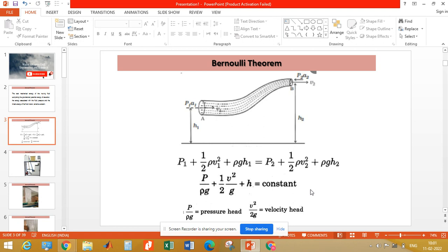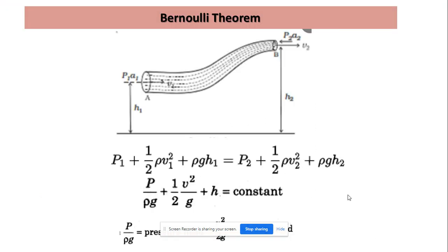If the pressure energy is decreasing, then kinetic energy will have to increase to balance it. The sum of pressure energy and kinetic energy will remain constant along a horizontal pipe, and for that purpose, if the pressure energy is decreasing, then kinetic energy has to increase, and if the kinetic energy is increasing, the pressure energy has to decrease. So in this way, these two balance out each other.